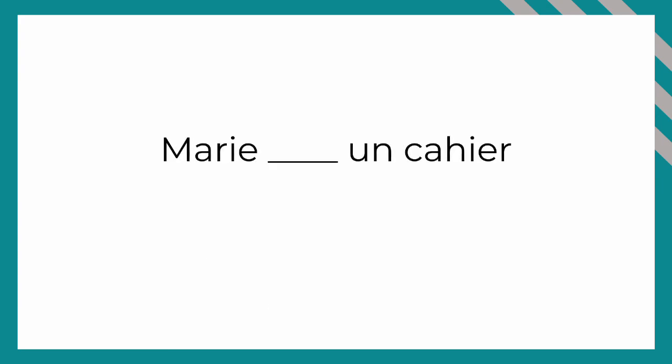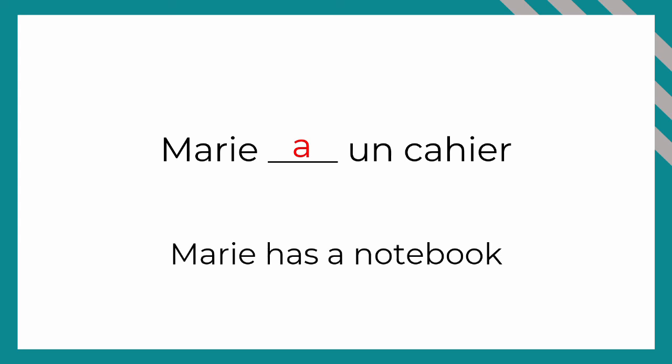Marie un cahier. Marie a un cahier. Marie has a notebook. So she has a notebook. We have used the conjugation of elle. Elle a un cahier.